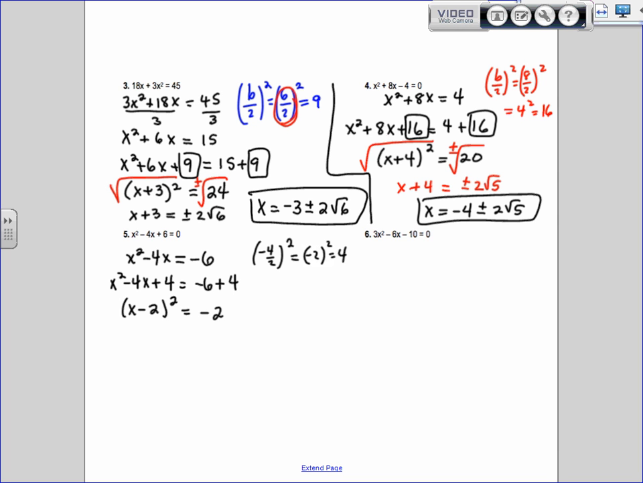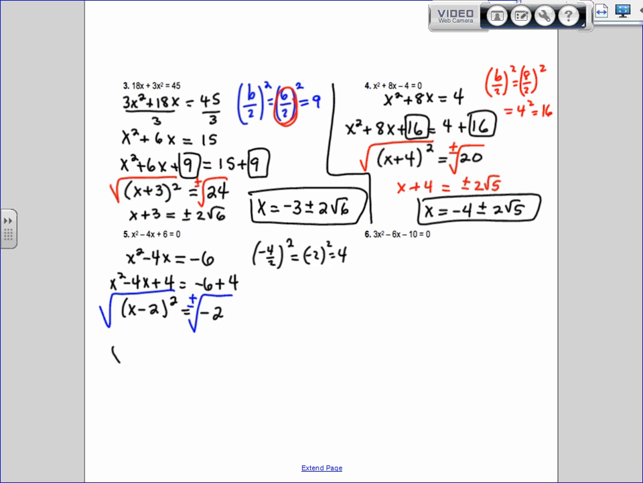Uh-oh. What's different about this one? You're going to have an imaginary number, right? Because you're going to take the square root and you're going to have the square root of a negative number. You're saying that something squared equals negative 2. The only way for that to work is if it's an imaginary number. So take the square root and write your plus or minus just like normal.